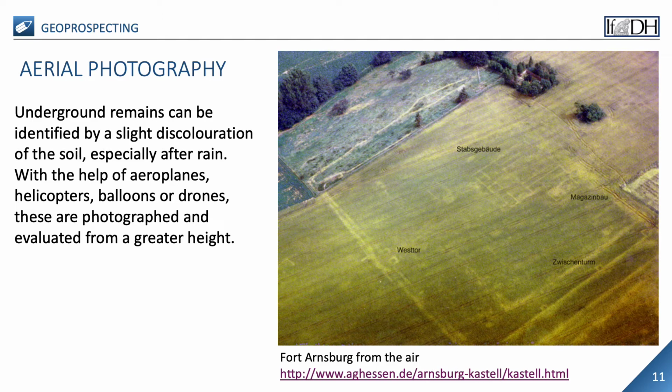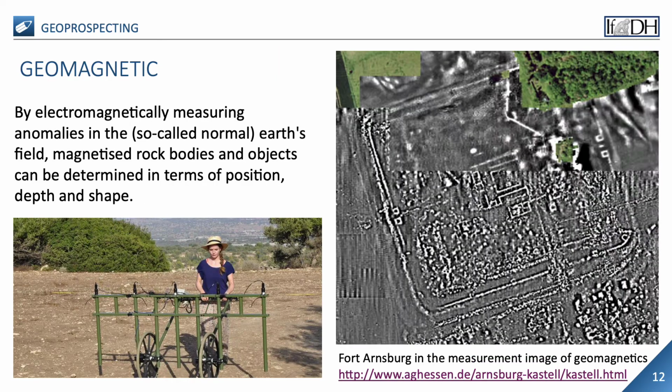The Roman fort of Arnsburg in Hesse, for example, has not yet been excavated, but was first discovered on an aerial photograph. The entire complex, rampart and enclosing wall with west gate and intermediate tower can be seen very clearly. The ground plans of the staff building and the magazine building are also clearly visible inside the fort. These structures are even clearer with geomagnetics.